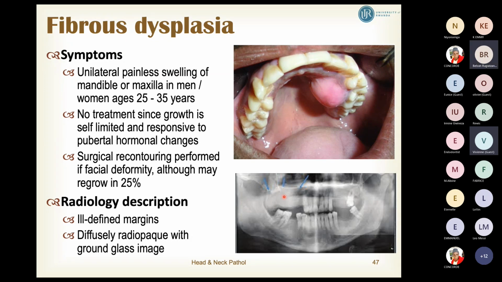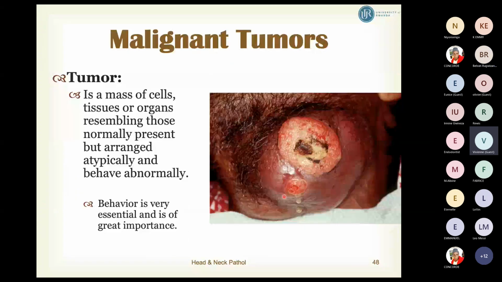And as I said, on histology you see irregular bone trabeculae, like Chinese characters, whereas for the ossifying fibroma, the borders are round. So the bone trabeculae are round with smooth contours.